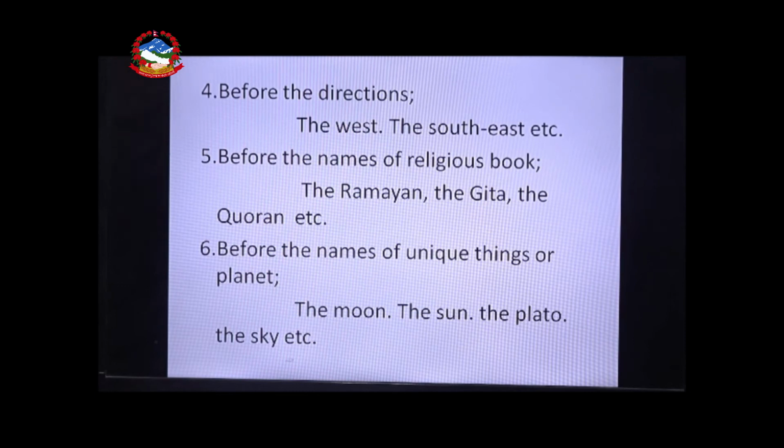Before the directions, dear students, before the directions, we use the article. As you know, we have 4 directions in the universe: the east, west, south, and north. So, before the direction, we use the article. For example, the west, the southeast, etc.